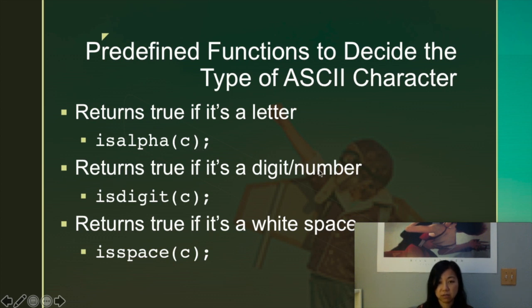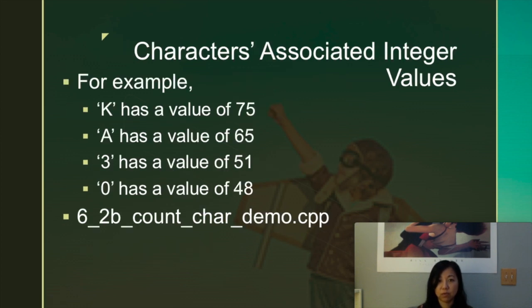For digits, as we mentioned, this is about characters, right? So it's one character at a time. So you can test a character if it's a digit. This function, this Boolean expression, will return true. The same for spaces. You will see a demonstration later of how we would use it.